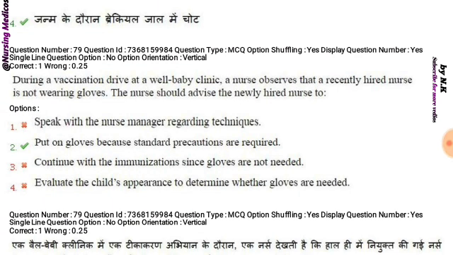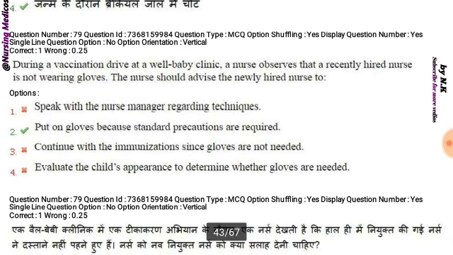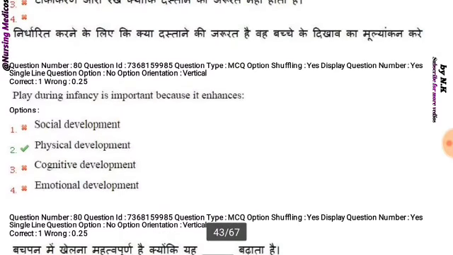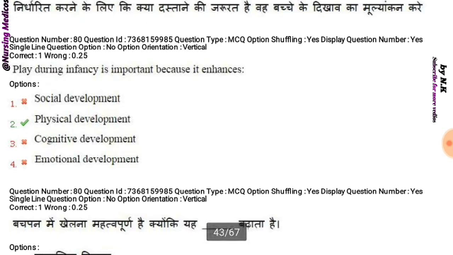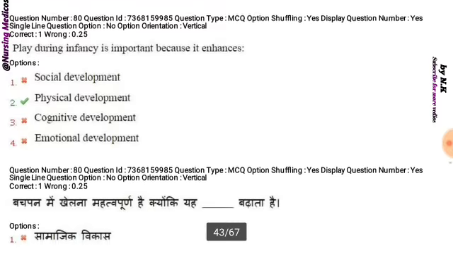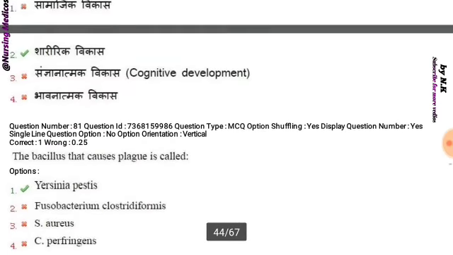during a vaccination drive at a well baby clinic, a nurse observes that a recently hired nurse is not wearing gloves. The nurse should advise the newly hired nurse to: the answer is second one, put on gloves because standard precautions are required. Next one, that is 80. Play during infancy is most important because it enhances: social development, physical development, cognitive development, or emotional development. So answer is 2, that is physical development.